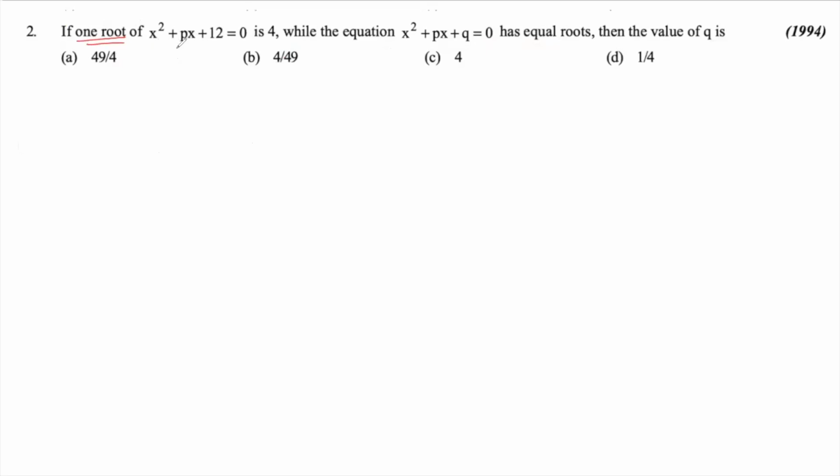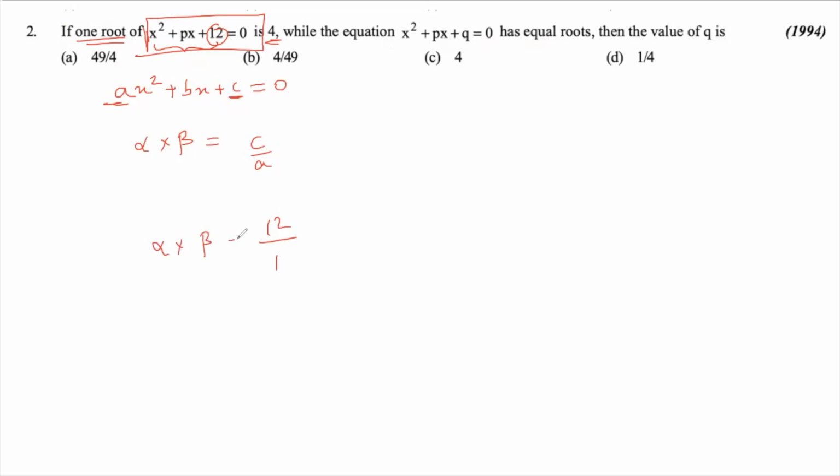If one root of this quadratic equation is 4, guys, we know that for any quadratic equation, ax square plus bx plus c is 0, the product of the roots alpha and beta is always the constant term c divided by the coefficient of x square, that is a. Now, in this equation, guys, the constant term c is 12 and the coefficient of x square is 1. So product of roots alpha and beta is 12 by 1.